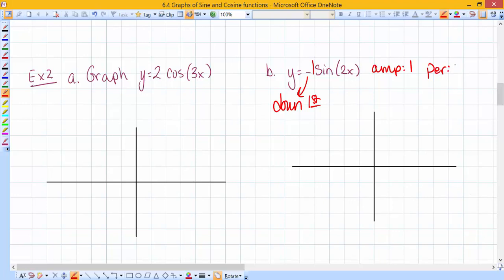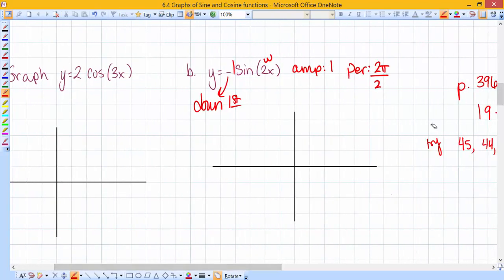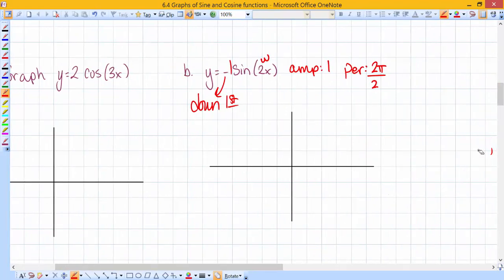Okay, now the period, 2 pi over your omega, which is 2. So our period, ignore this over here, is pi. The 2's cancel. So I'm going to start by labeling my coordinate plane. Remember, no matter what my period is, my fourth mark is 2 pi.